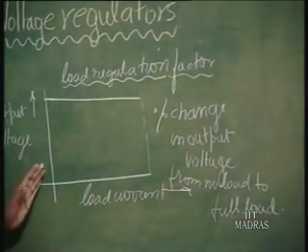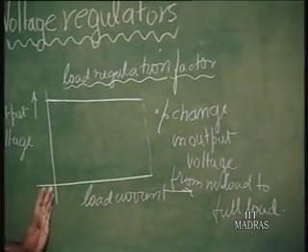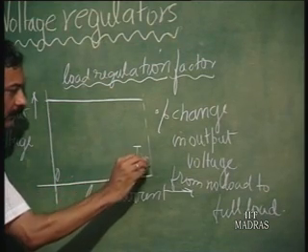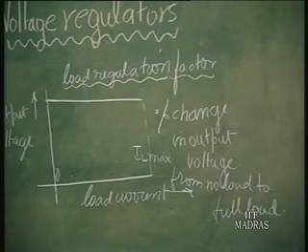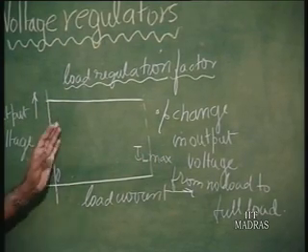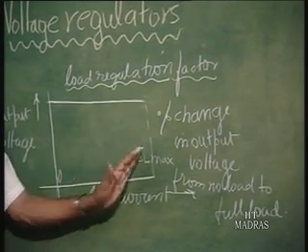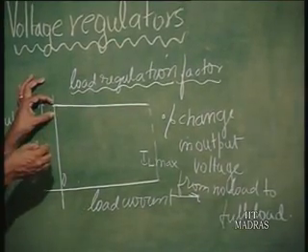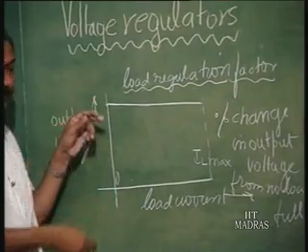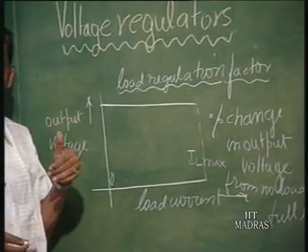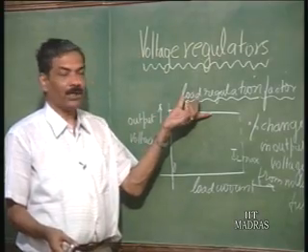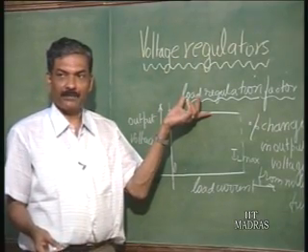So, when there is a large change in current from no load, that is 0, to full load, current is changing from no load to full load. What is the percentage change? Find out the delta V, and divide it by the nominal value and obtain it as a percentage change. That is what is called load regulation factor.